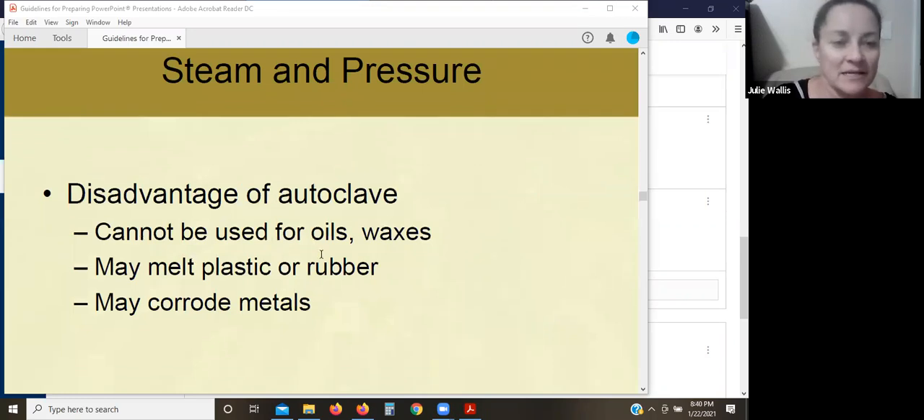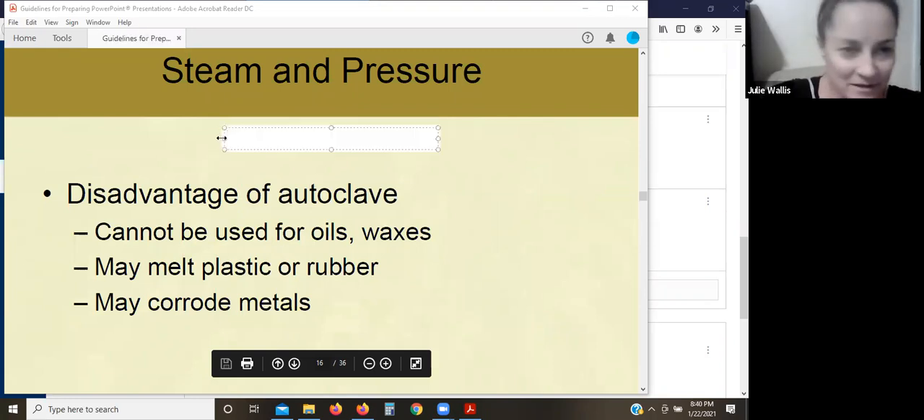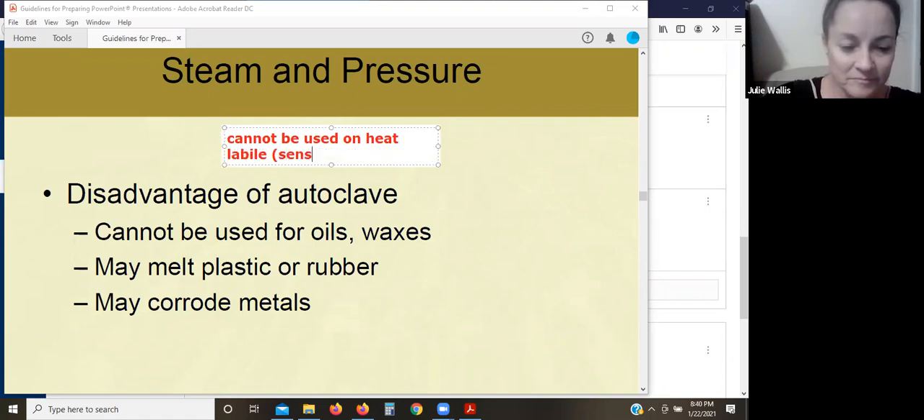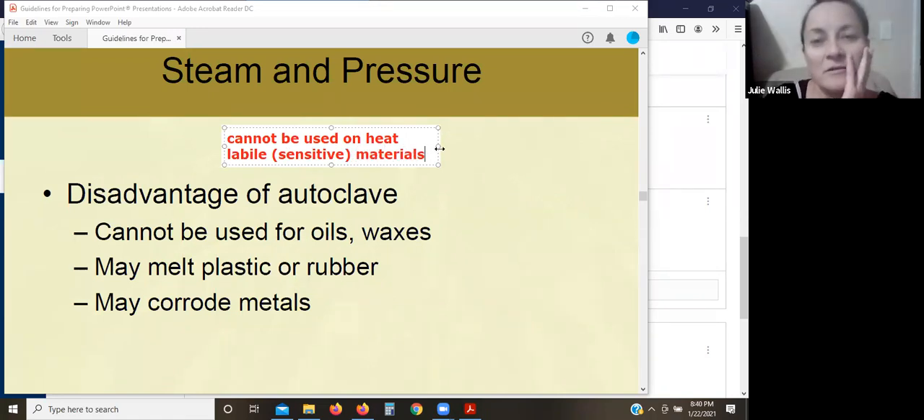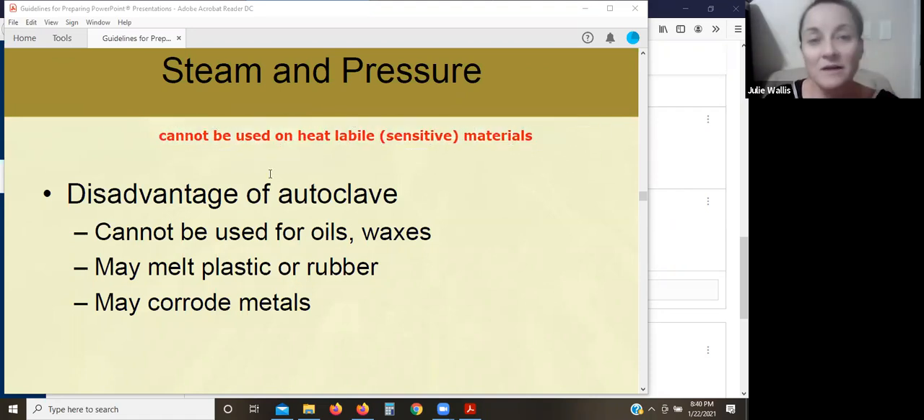Disadvantage of the autoclave, like I said, is that it can't be used on heat labile, meaning heat sensitive materials. I'm typing that in there just because in our other curriculum, the heat labile term came up and it really threw students off. So I want to make sure everybody realizes that heat labile means that it cannot withstand heat. It cannot be disinfected or sterilized by a method that uses heat.